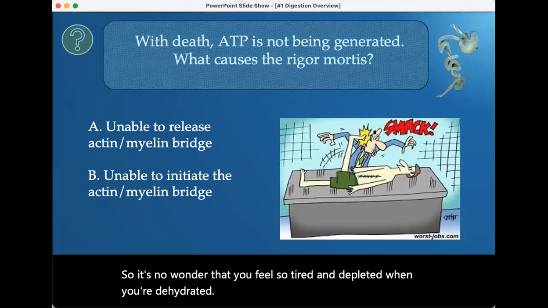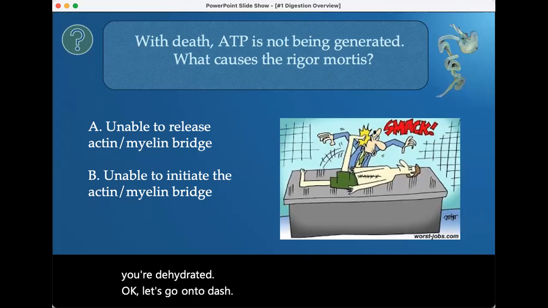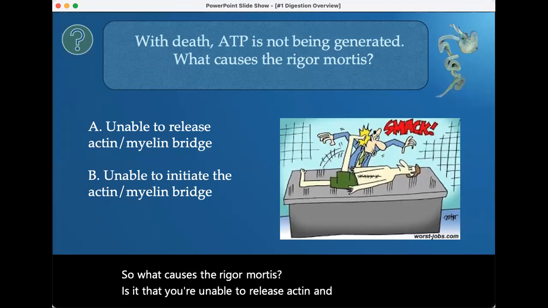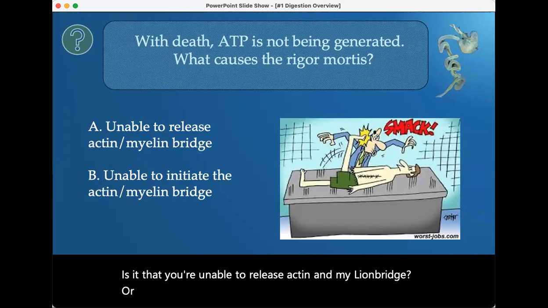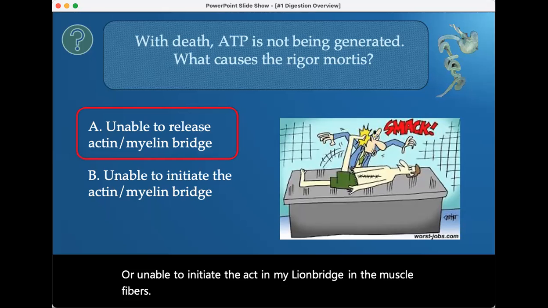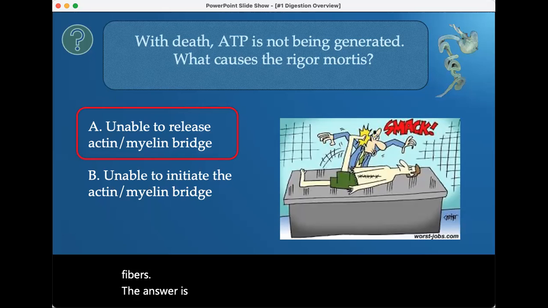Okay, let's go on to death. With death, ATP is not being generated. So what causes the rigor mortis? Is it that you're unable to release the actin-myosin bridge, or unable to initiate the actin-myosin bridge in the muscle fibers? The answer is you're unable to release this actin-myosin bridge.